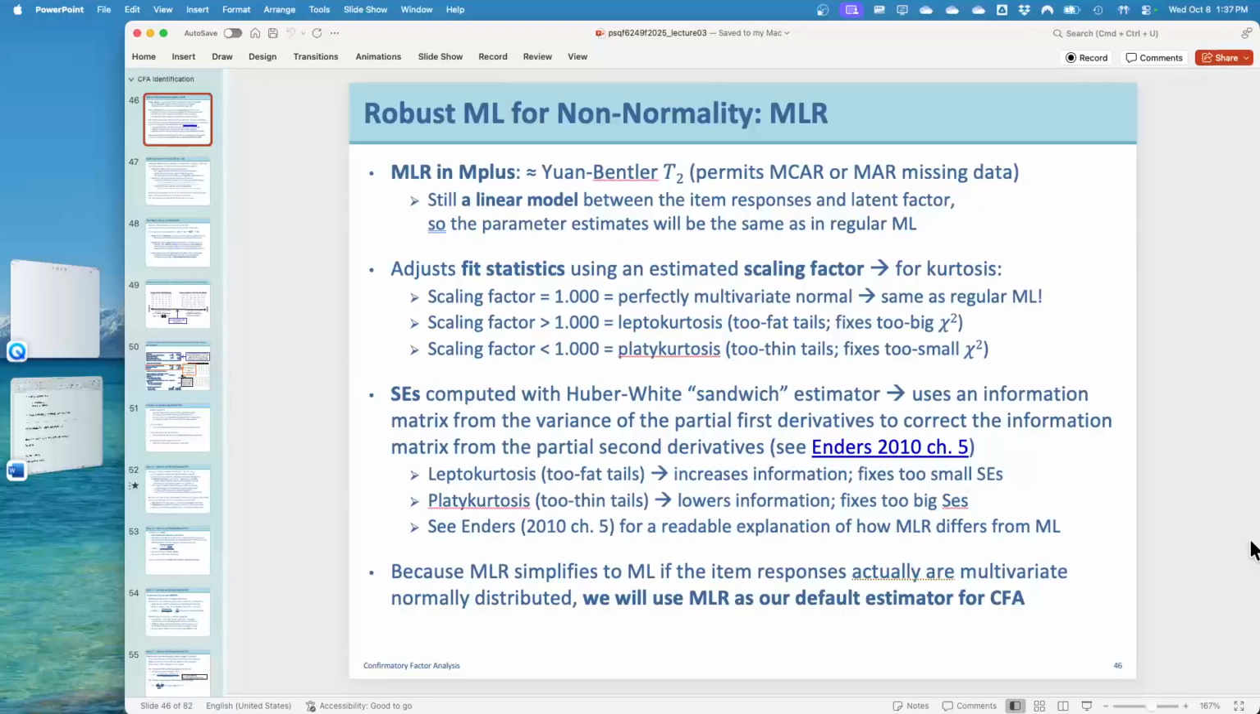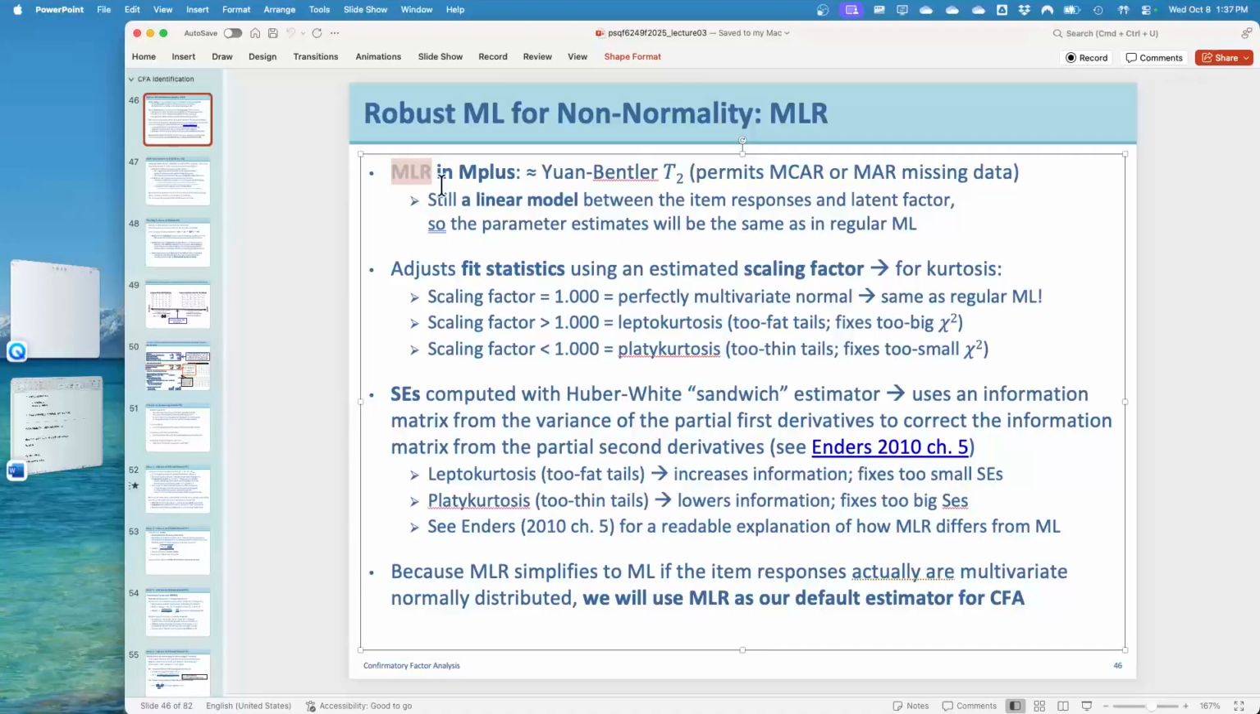Okay. So we talked about robust maximum likelihood before. Basically, it's the idea of the scaling factor. I'm not going to go deep into these slides. I'll give you some headlines for it, though. In Mplus, you say estimator equals MLR. Actually, in lavaan, you also have estimator equals MLR. That makes robust maximum likelihood work. Now, it's again robust for data that are still symmetric, but platykurtic or leptokurtic, right?